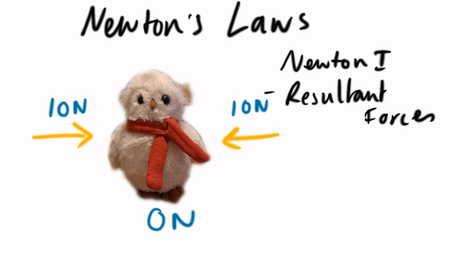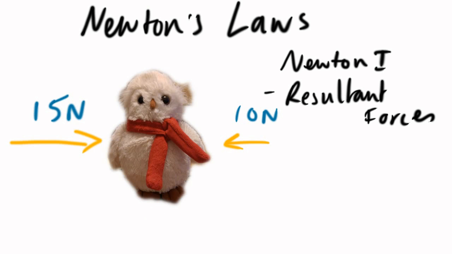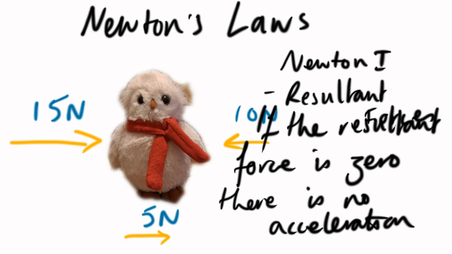So Snowbird is happy where he is. He doesn't start to move, he doesn't accelerate. Let's consider a different situation. This time 15 newtons acting from the left and 10 to the right. So overall there's a resultant force from the left to the right, and that force is equal to the difference between the two forces. So that force has the size 5 newtons. It's quite simple really, but it's an important thing to understand.